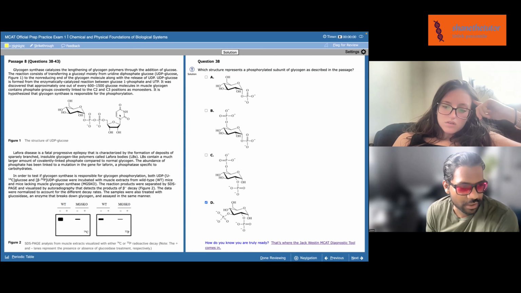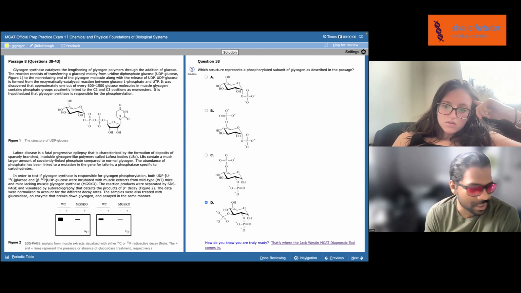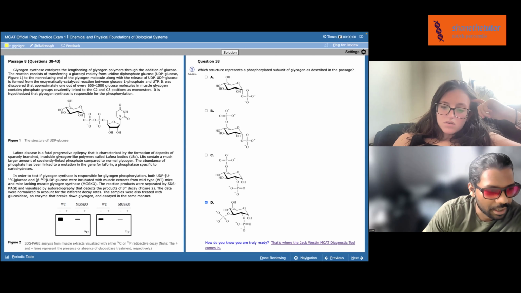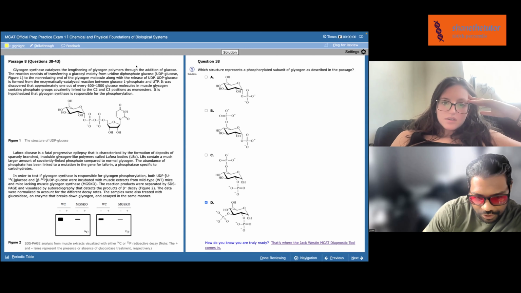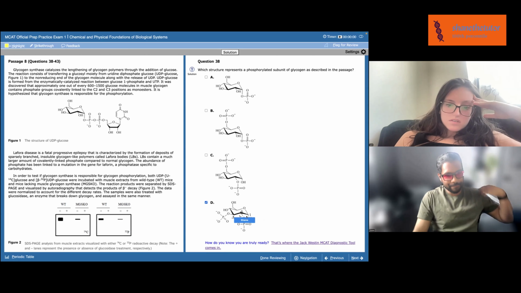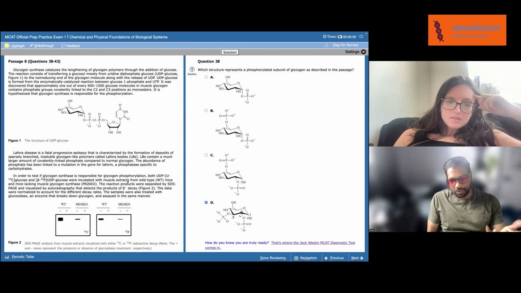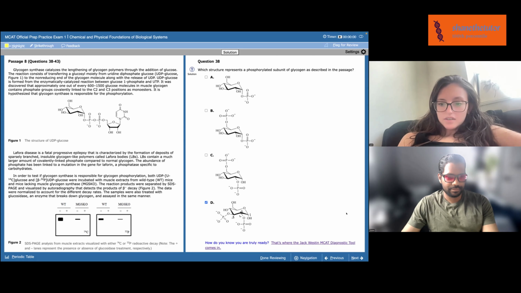One out of every 600 to 1500 glucose molecules in the muscle glycogen contains phosphate groups covalently linked to the C2 and C3 positions. All right, cool. So for this question, you have the C2 position, so C1, C2, C3. They said that they get phosphorylated at 2 and 3, so good job. All right, next one.